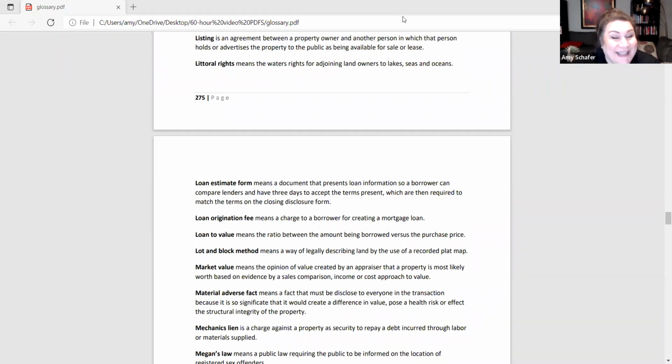Up next, we have vocabulary words M through R.